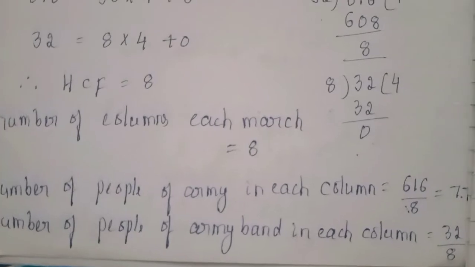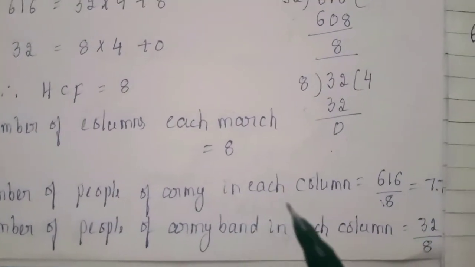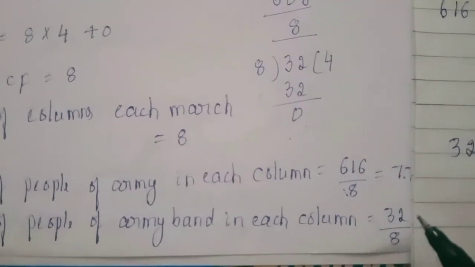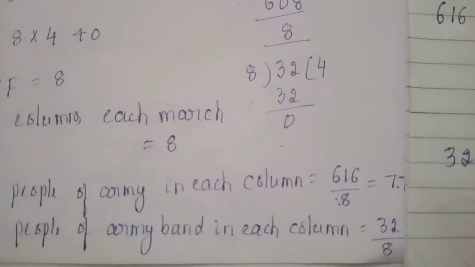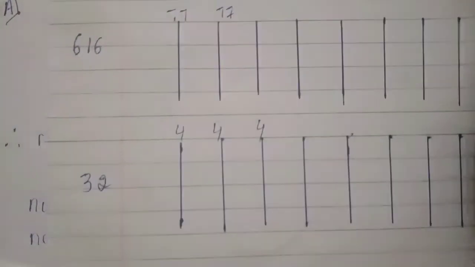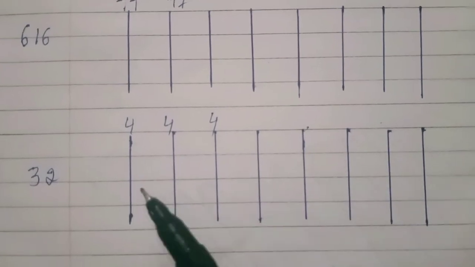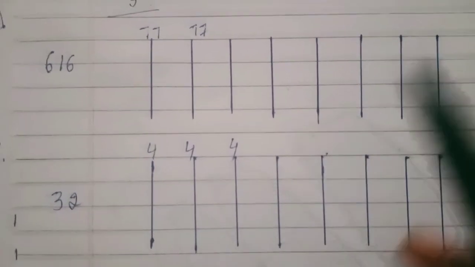Similarly, there are 32 band people and we got HCF as 8. So how many will stand in each column? You can divide 32 by 8. The answer will be 4. So if you see here, in each column 4 people will stand. That is, there are 8 columns, 4 8s are 32.